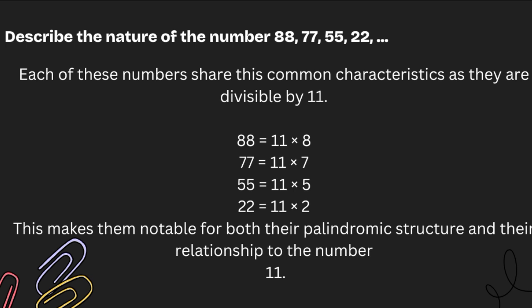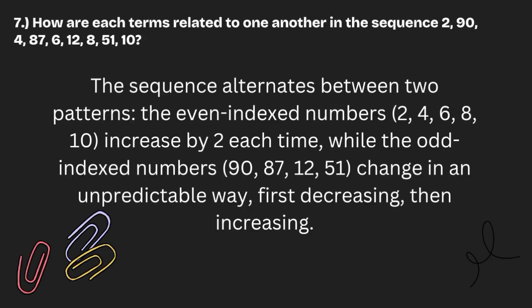For our last example, how are the terms related to one another in the sequence 2, 90, 4, 87, 6, 12, 8, 51, and 10? The sequence alternates between two patterns. The even index numbers 2, 4, 6, 8, 10 increase by 2 each time, while the odd index numbers 90, 87, 12, and 51 change in an unpredictable way, first decreasing then increasing.